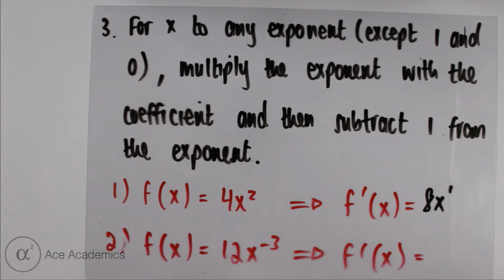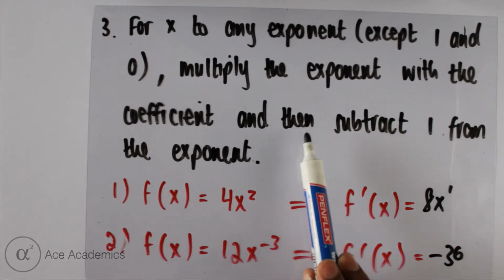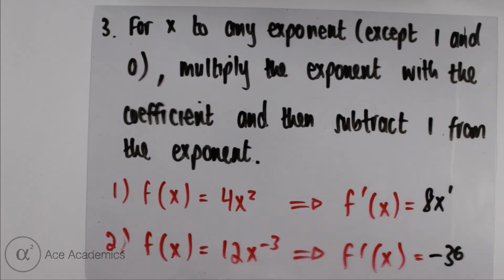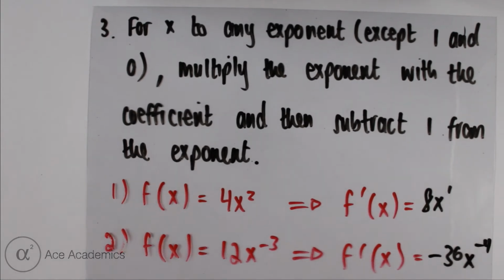In the second example, our function is 12x to the power negative 3. So according to our rule, we take our exponent and we multiply it by the coefficient. So negative 3 multiplied by 12 is negative 36. And then we take our exponent and we subtract 1 from it. So x to the negative 3 becomes x to the negative 4.